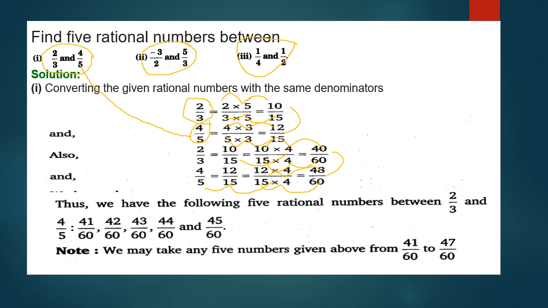Children, here see, more rational numbers are there, that means 46 by 60, 47 by 60 and more, but among them any 5 we can choose. 41 by 60, 42 by 60, 43 by 60, 44 by 60 and 45 by 60 are the 5 rational numbers which lie between 2 by 3 and 4 by 5. See, for the second one, minus 3 by 2 and 5 by 4, and minus 1 by 4 and 1 by 2. Let us proceed to the next slide.